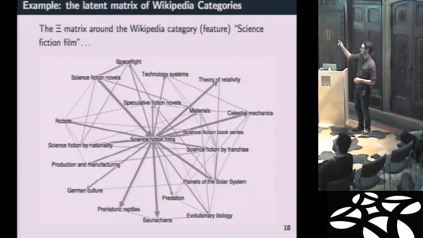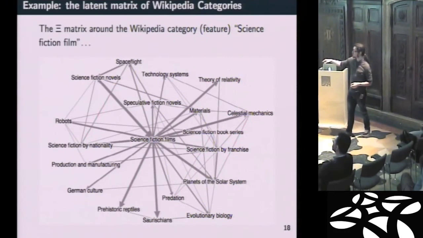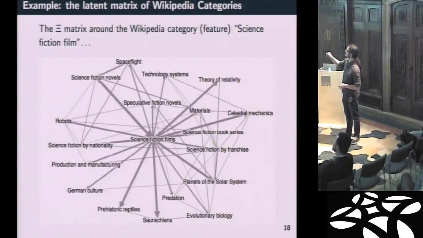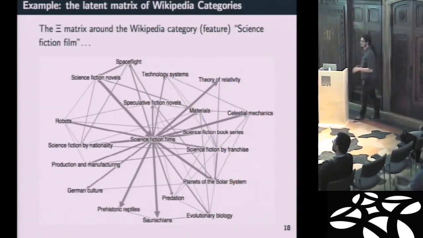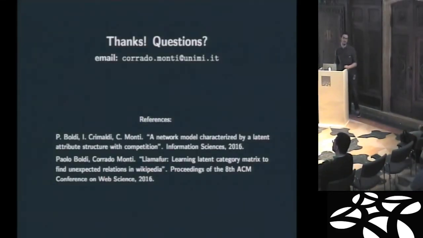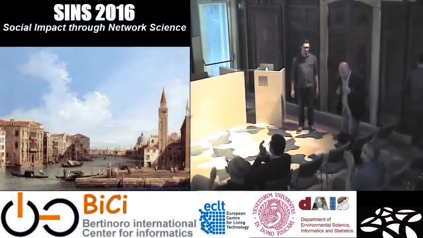We can see that science fiction films links to dinosaurs. We can see prehistoric reptiles under there. We can see space flight above. And we can see that science fiction novels links to science fiction films. As a science fiction fan, I'm pretty satisfied with this, and I can conclude my talk with it. Thank you very much, and I'm glad to take questions.